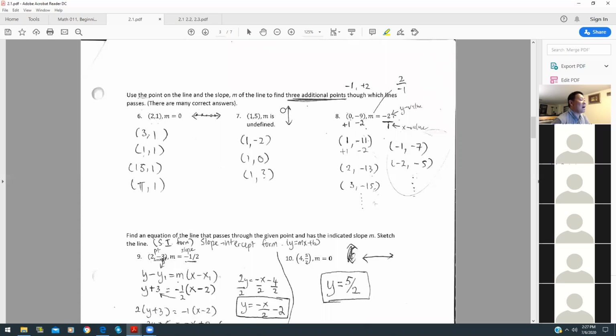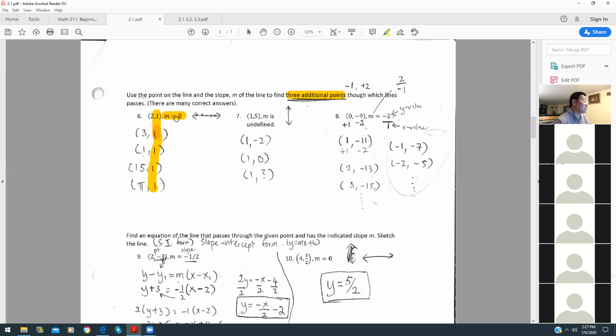Then the next question is asking about identifying these 3 additional points. So this is very tricky here, okay? When you have a slope that is 0, a 0 means that the line is a horizontal line. Every time you have a horizontal line, all your y values are going to be the same. So if this y value is 1, then everything here is 1. And the x can be any value you want.